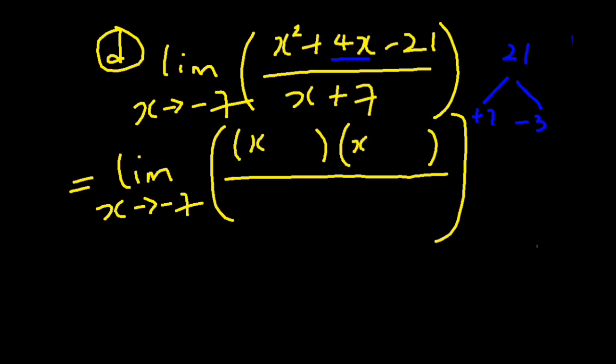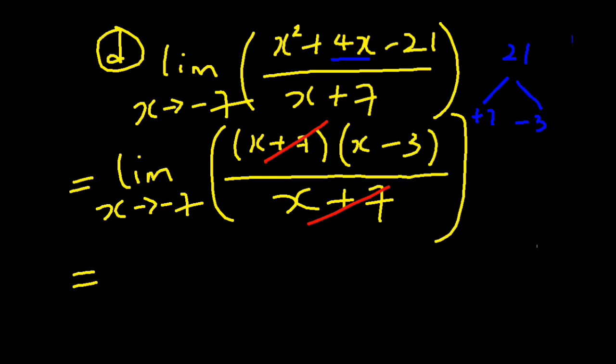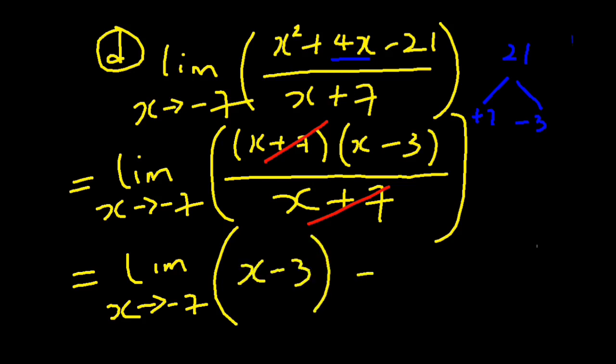So x here and the other x here, plus 7 minus 3 over x plus 7. So x plus 7 we cancel each other. So it's left x minus 3. Now we have limits when x tends to minus 7 of x minus 3. Now it's time to substitute for minus 7. So we have minus 7 minus 3, which is minus 10.